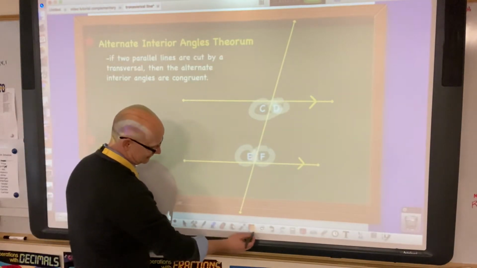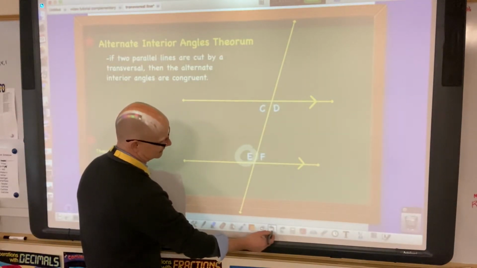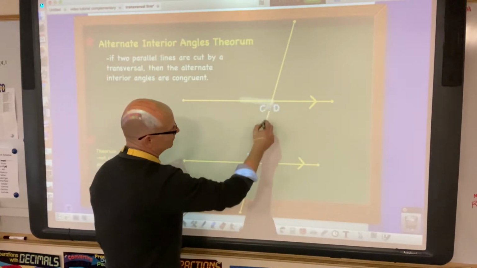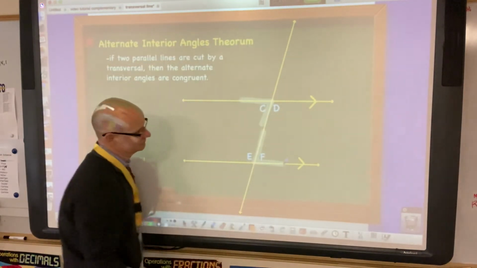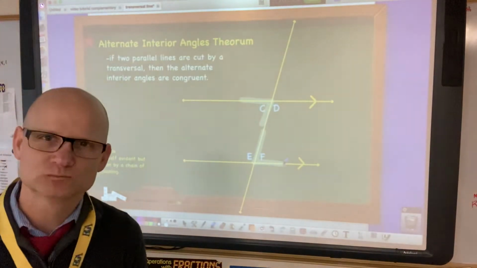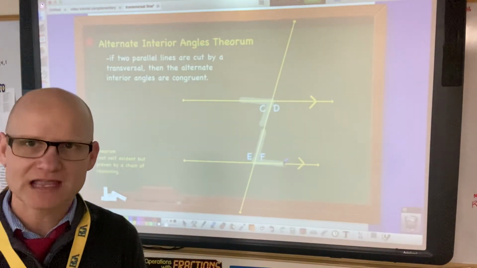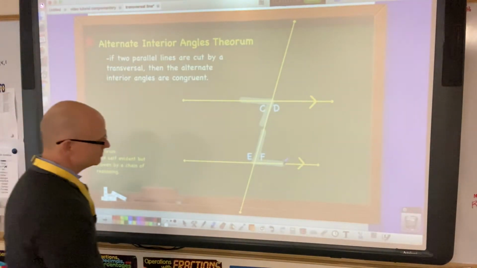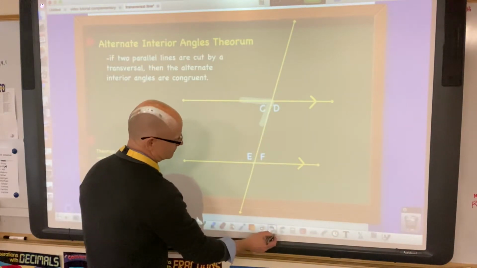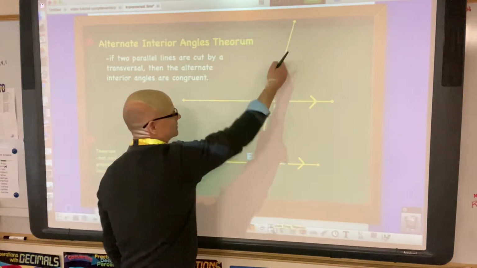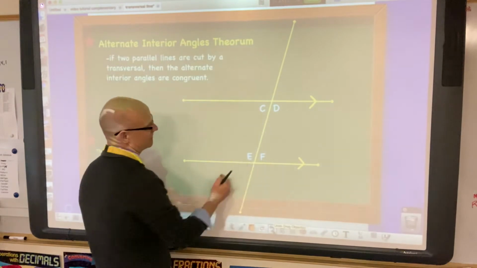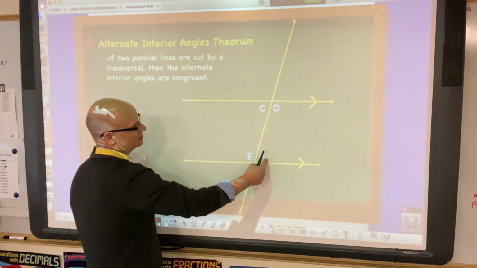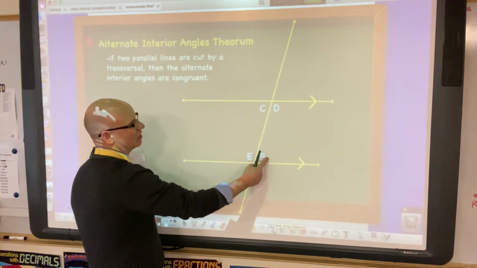So they're saying this. They're saying this angle is congruent with this angle. Do you notice that? Do they look like the same measurement? Yeah, they do. So whenever you have that happen, whenever you have two parallel lines and a transversal line intersects, the alternate interior, see how they're alternate, are congruent.